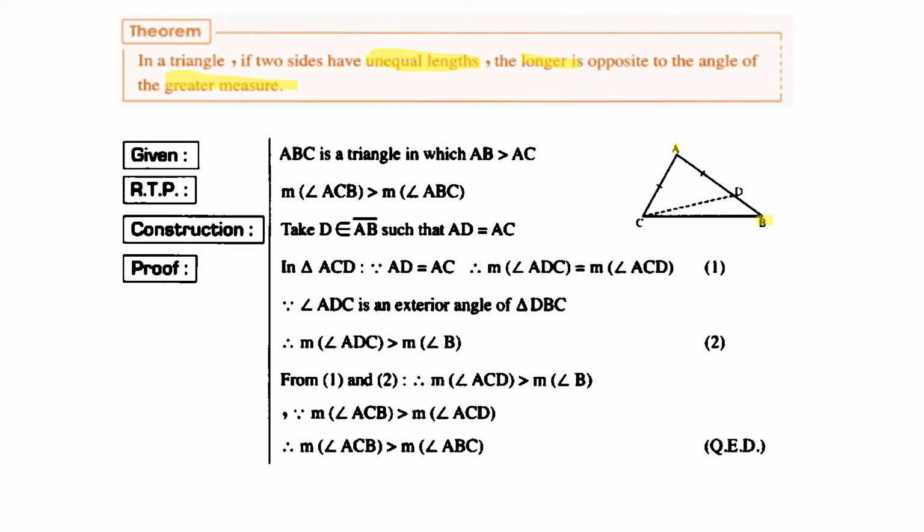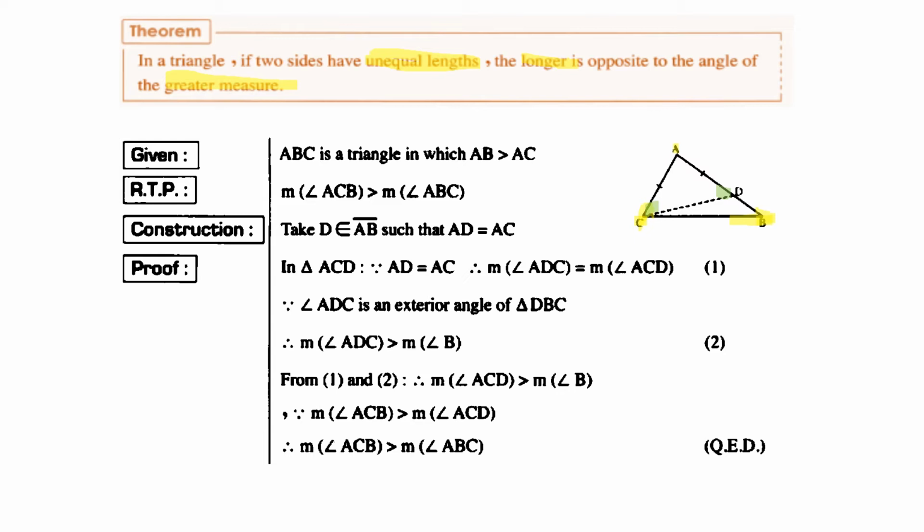In this triangle, we want to prove that the measure of angle ACB, this angle, is greater than this angle. To prove that, we'll do a construction: we'll put D on the side AB, where AD equals AC. Now we have an isosceles triangle, ADC. This triangle is isosceles, so angle ADC equals angle ACD. These two angles are equal.